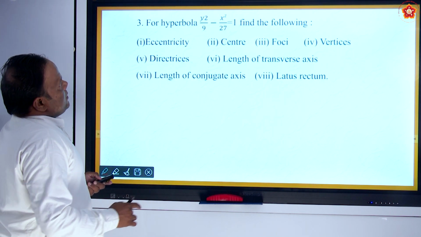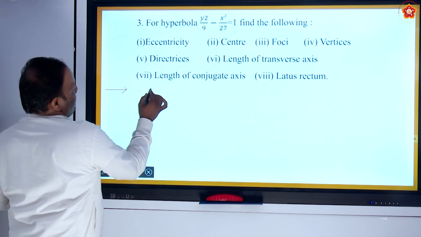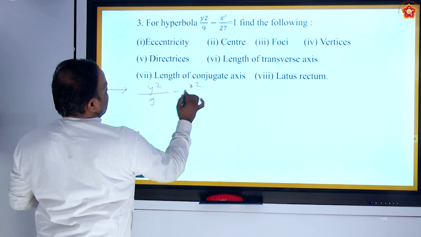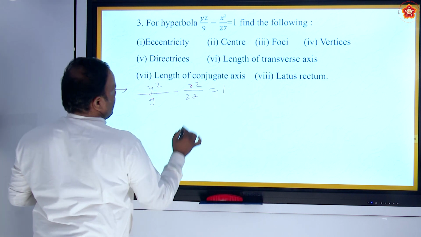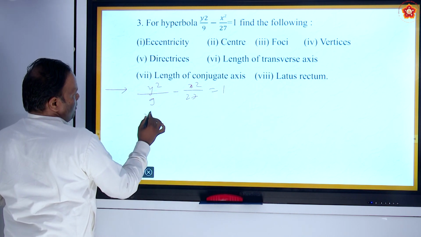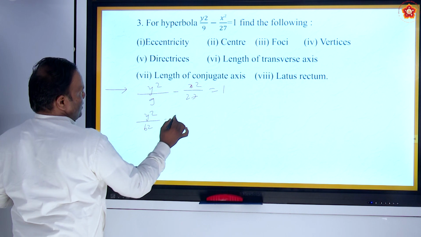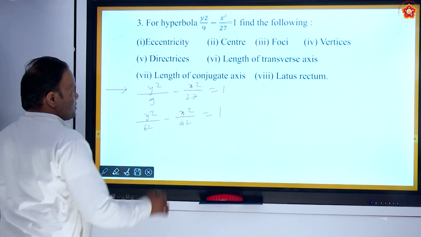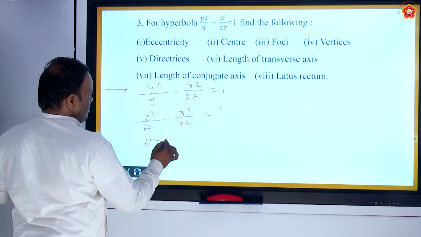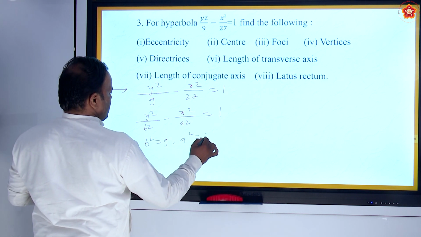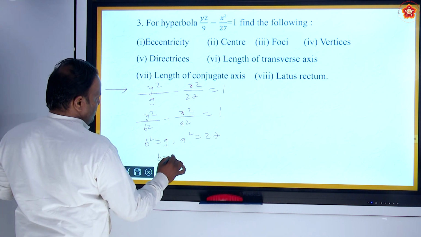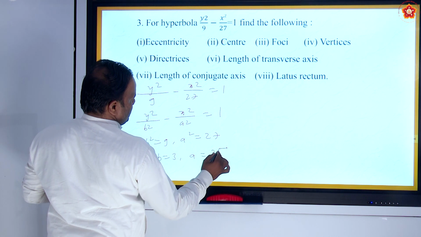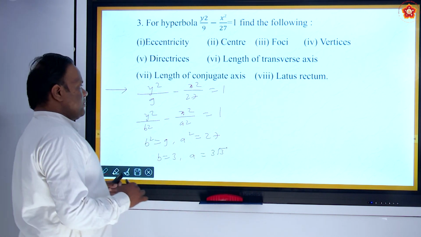Next, the hyperbola. Here the given hyperbola is of the second type: y square by 9 minus x square by 27 equal to 1. Compare this with y square by b square minus x square by a square equal to 1. Clearly b square is equal to 9 and a square is equal to 27, so b equal to 3 and a is equal to root 27, which is nothing but 3 root 3.